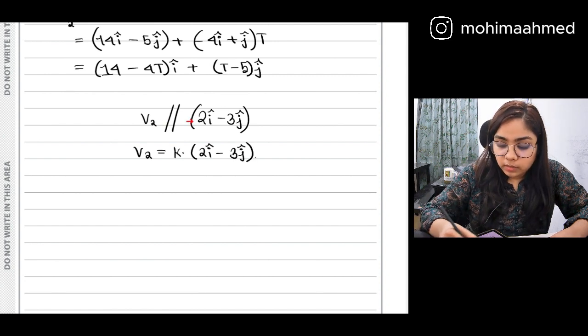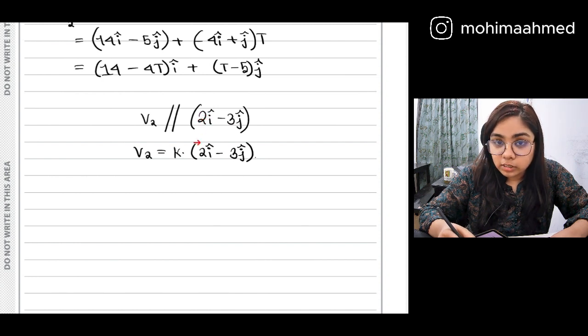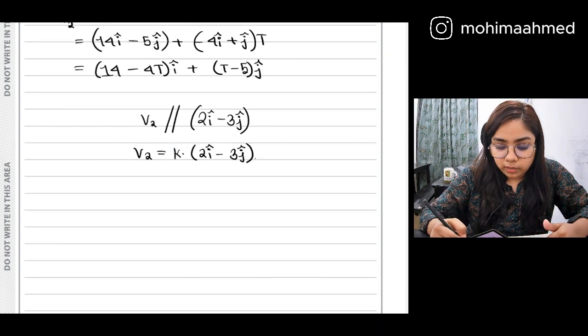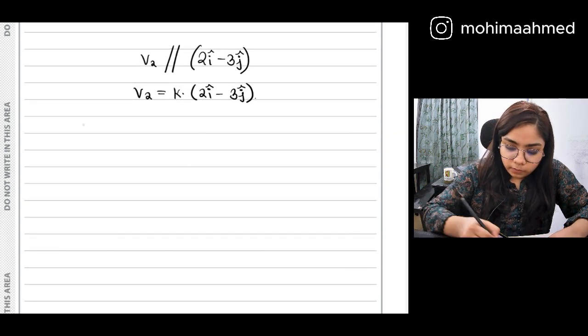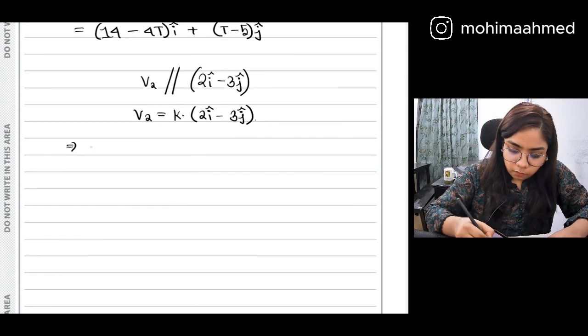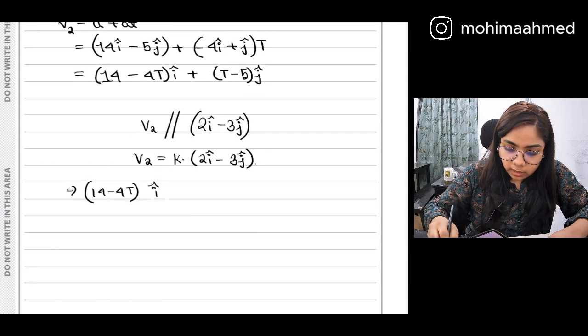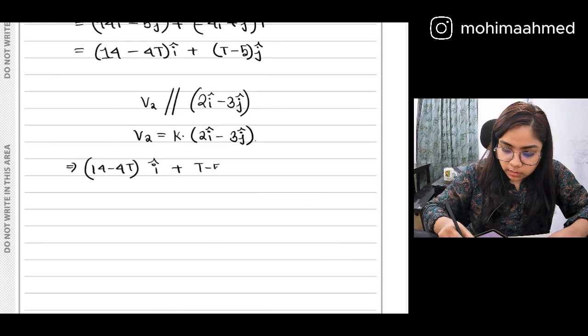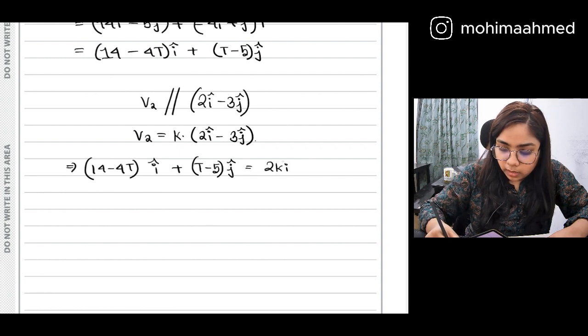Now, why is there a k? Because this parallel situation is just a relationship between the two vectors. That is not an equation. In order to create an equation from a relationship, you have to have a constant k. We can solve this equation to find T without solving for k. So let's do this. V2, which was 14 minus 4T i plus T minus 5 j, equals 2k i minus 3k j.